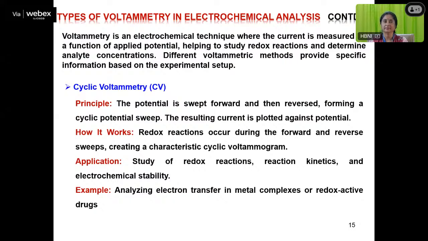Now cyclic voltammetry. What is cyclic voltammetry? The potential is swept forward and then reverse, forming a cyclic potential. The resulting current is plotted against potential, and redox reactions occur during the forward and reverse sweeps, creating a characteristic cyclic voltammogram. So both of the pictures are given in the next slide. The application is to study the redox reaction, reaction kinetics, and electrochemical stability, like analyzing electron transfer in metal complexes, or a redox active drug is an example where you can utilize cyclic voltammetry.